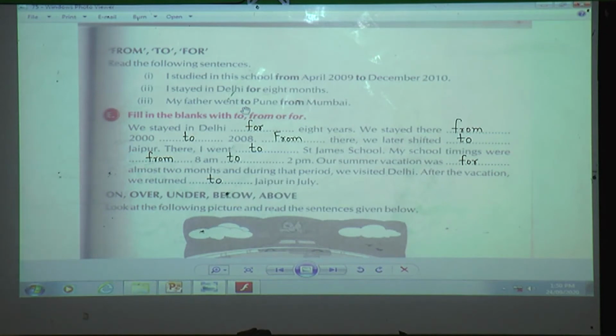And in this way we have finished with our prepositions from, to and for. Whenever any passage is given and it is told to you to fill in the preposition, you have to fill it in and then you have to read it to check whether it is in a correct form. Now next. Done, students? Just copy in your book so that I can move forward.